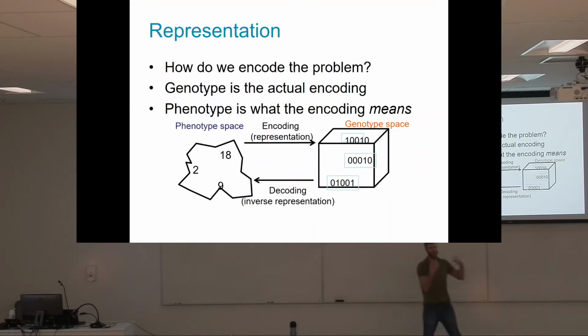Then that thing that's encoded, that's where we're going to make the changes. It's how we modeled it in the computer. The evolutionary algorithms will mess around with the genotype, and then we'll have to decode it to go back to what it means.